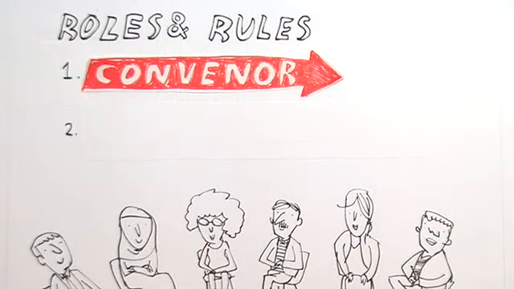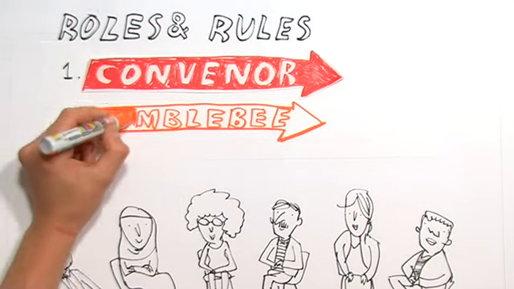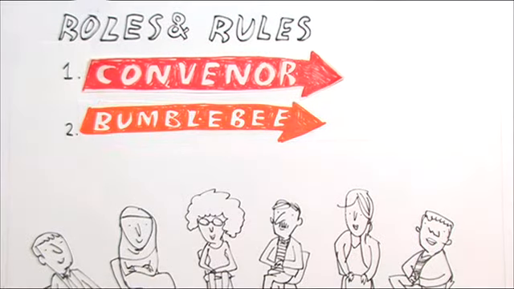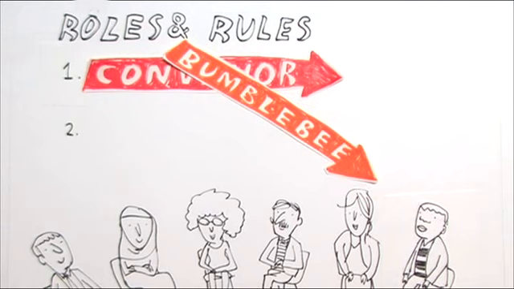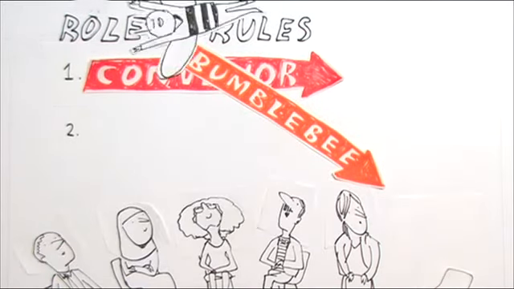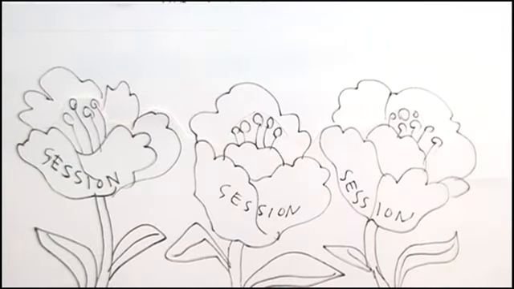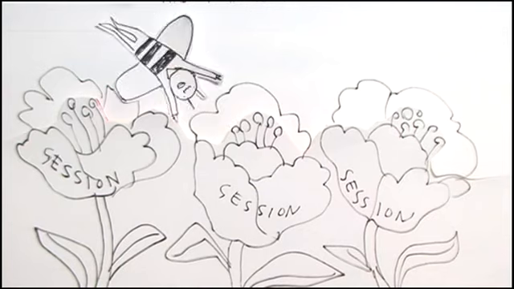Second role is bumblebee. No doubt in a group like this there'll be lots of people who are really enthusiastic about lots of the sessions that are raised and really want to go to everything. That's fine. If you really feel like that, just be a bumblebee and buzz around, cross-pollinating ideas in multiple sessions. No one's going to stop you doing that. In fact, we encourage you to do it.